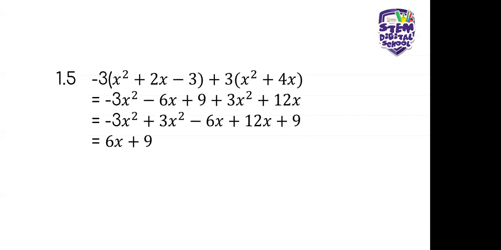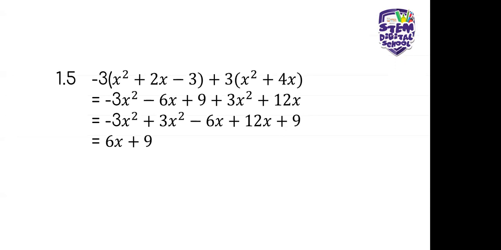And then you do the same with the second bracket. You multiply everything inside by 3. 3 times x squared is 3x squared. And then 3 times 4x, then that's 12x. And from this point now, you can collect or you can group the like terms. You can see I've grouped negative 3x squared and 3x squared. I've also grouped negative 6x and 12x. And the last one is 9. There is no number that you can group with 9. 9 is the only constant.